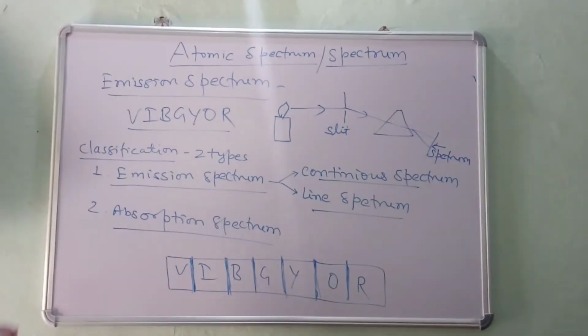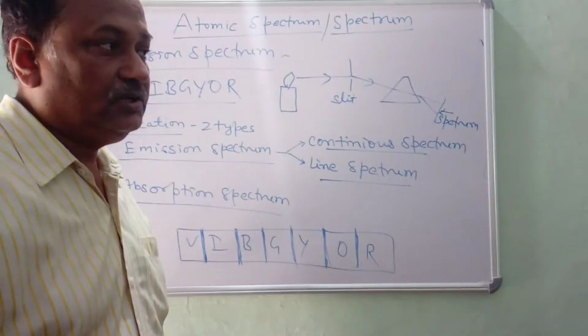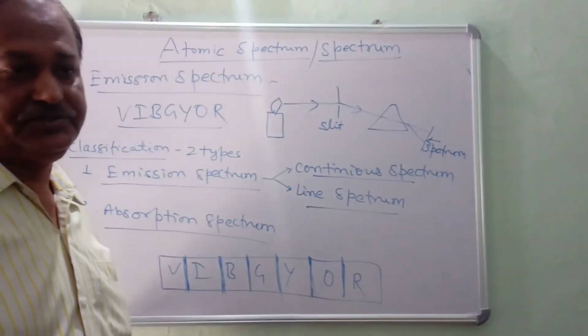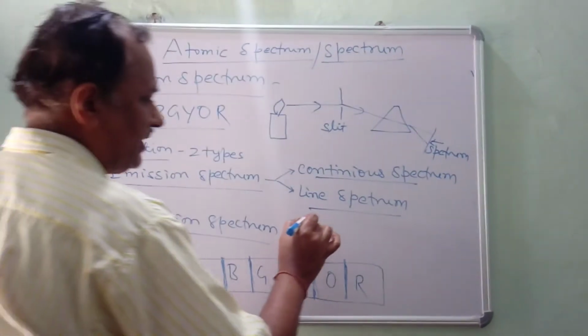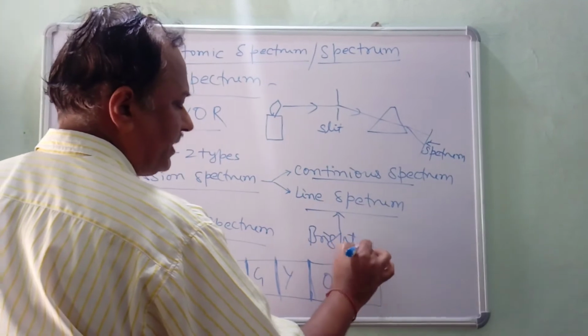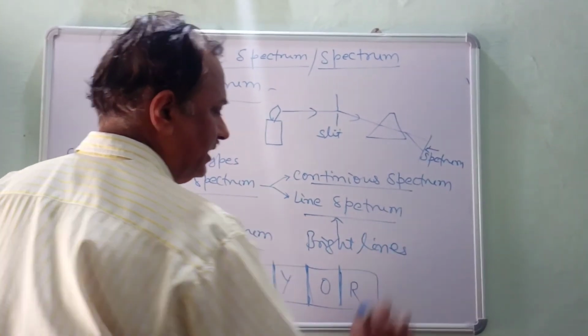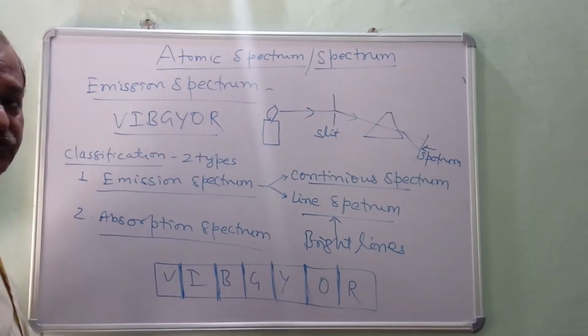A line spectrum may be defined as when there is the presence of bright lines in a normal spectrum. Bright lines in a normal spectrum, then it is called a line spectrum.